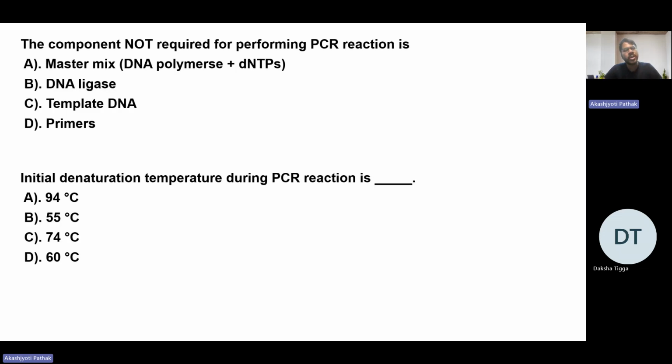So which component is not required for performing a PCR reaction? You require a master mix, where you will have the DNA polymerase and dNTPs. You will require template DNA, and you will require primers, the forward primer and reverse primer. So what are the components required? Forward primer, reverse primer, and master mix, where you have the dNTPs and DNA polymerase or the Taq polymerase, but you will not have the DNA ligase. So the answer is option B. The initial denaturation temperature during PCR reaction is what? It is 94 degrees Celsius, where your two strands of DNA will get separated.